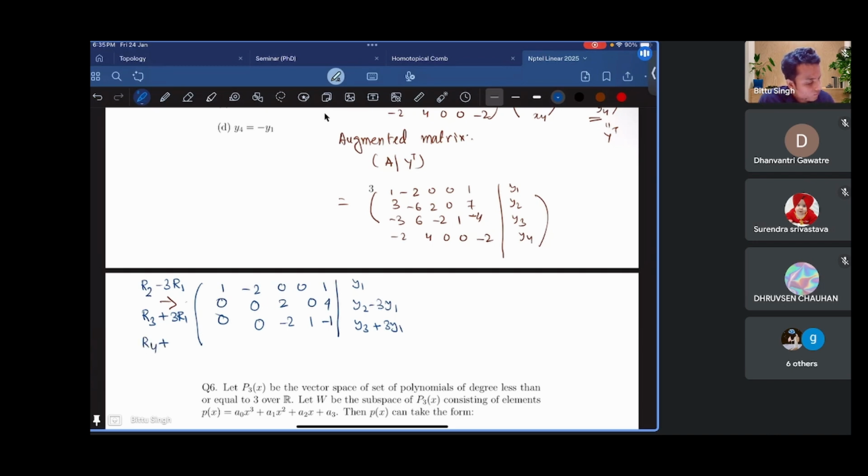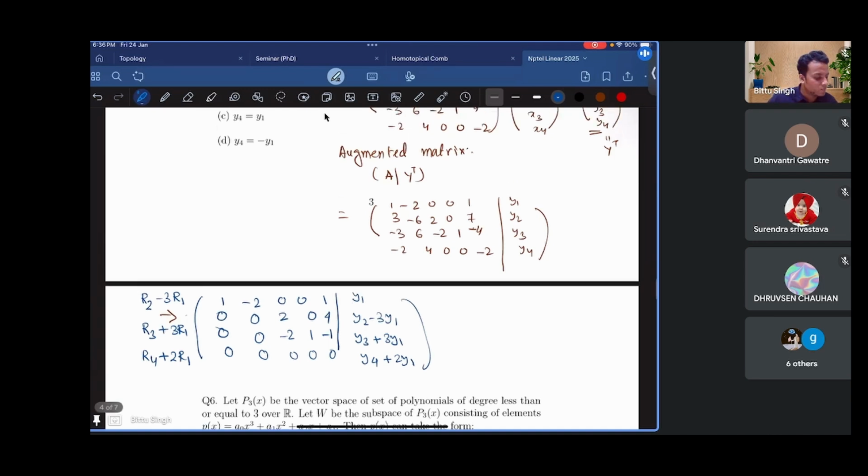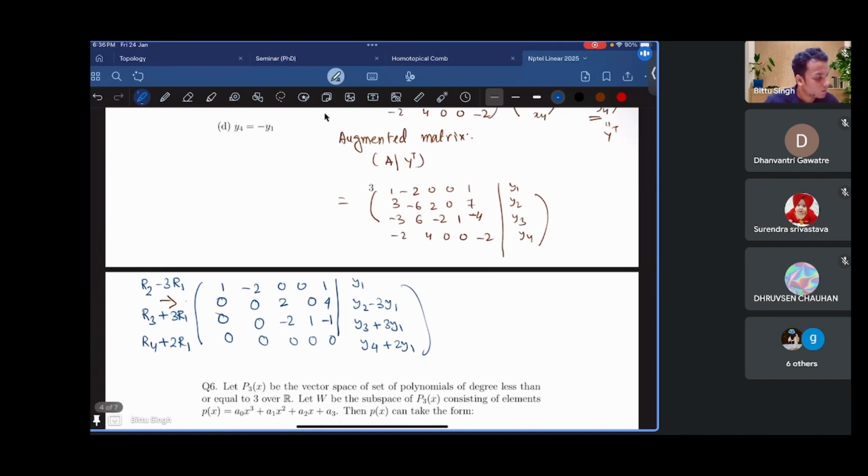Same thing, R4 plus 2 times row 1. So it will get 0, and 4 minus 4 is again 0, then 0, 0, and minus 2 plus 2 is 0, right? But here we are getting y4 plus 2 times y1. Now you can see that if this is a non-zero element, suppose this is 3.